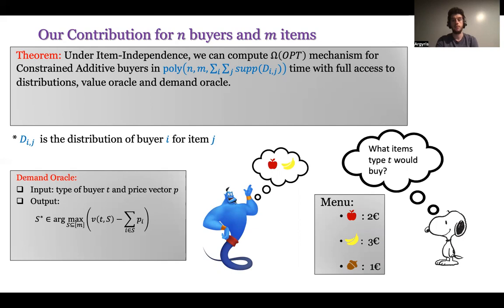When we only have sample access to the Bayesian distribution, we have an extra additive error in the revenue, and the running time of our algorithm is also polynomial in the inverse of the additive error.